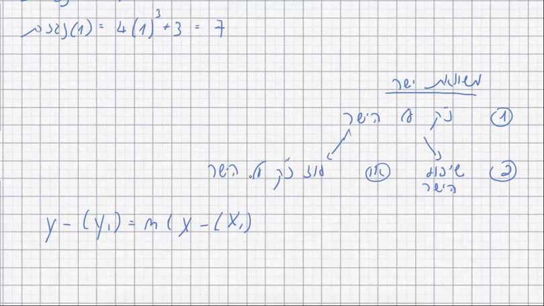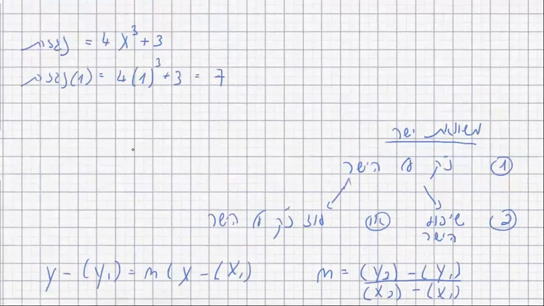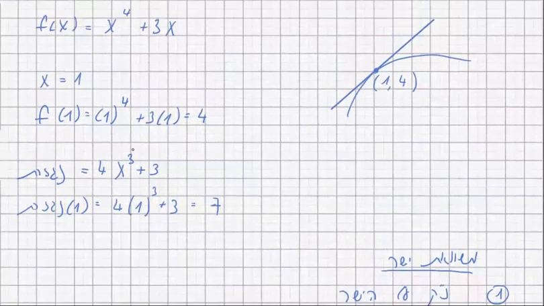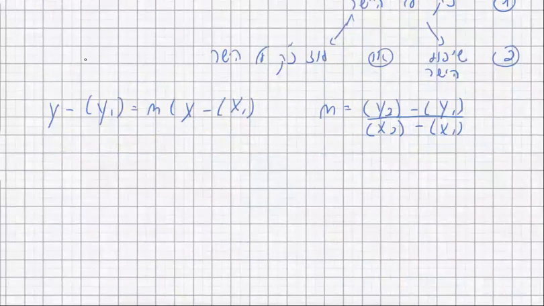But if you don't know the slope, you have to find another point, and then you have a formula to find m, which is the slope. So m, we covered it, is y2 minus y1 over x2 minus x1. That's if you have two points. So what do we have? The first one you did. So what is the slope? 7. And what is the point on the line? 1 and 4. So now plug it into this equation.